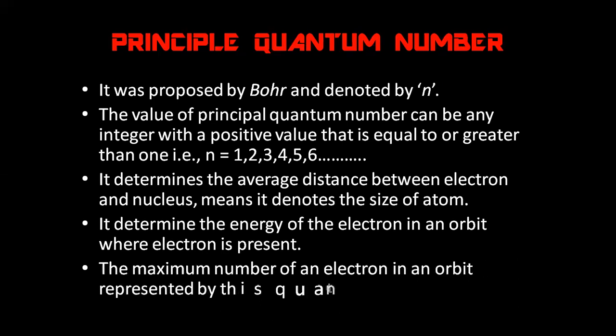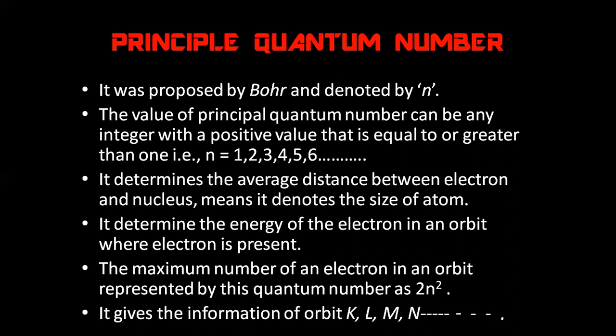Always remember that the maximum number of electrons in an orbit is represented by this quantum number, and we always write 2n square. In the first orbit, if I put n equal to 1, the maximum number of electrons it can take is 2 into 1 square, which is 2. For the second orbit, it will be 2 into 2 square, so 2 into 4, which is 8. That is how it tells us how many maximum electrons each orbit can take, and the formula is 2n square.